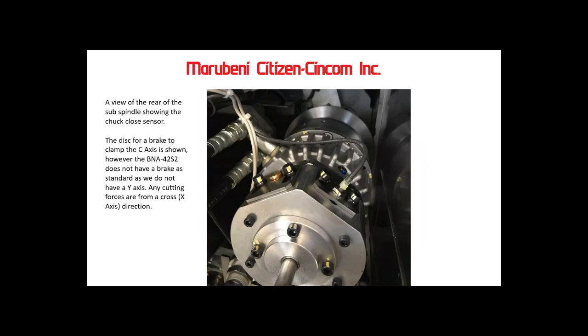So here's a view of the rear of the sub spindle, once again showing the chuck close sensor, and we can see the brake on the spindle also, or the disc forward brake.